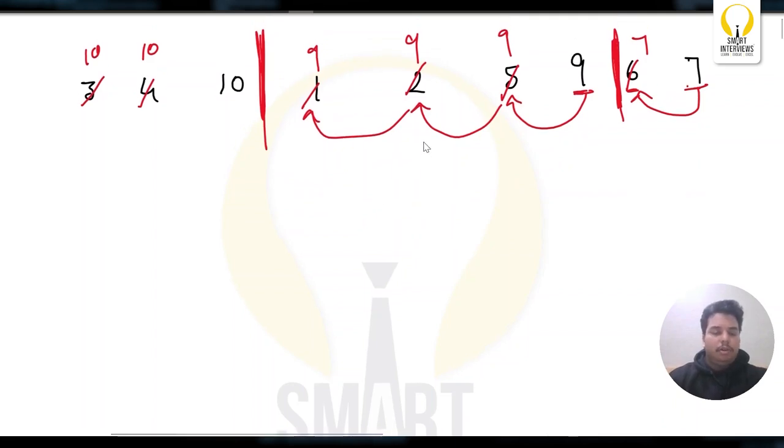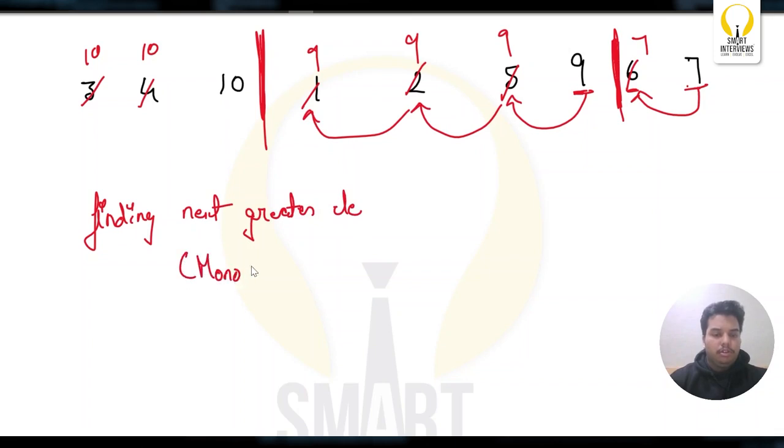This problem is a variation of one of the famous problems, finding the next greater element. So this is a problem of monotonic stack. This is one of the famous problems. If you are aware of this problem, it would be a very easy one. Let's see what this monotonic stack is, and how we can use the logic in this.